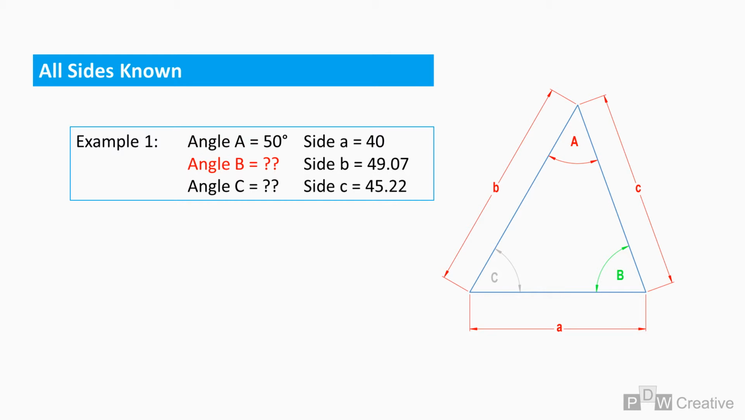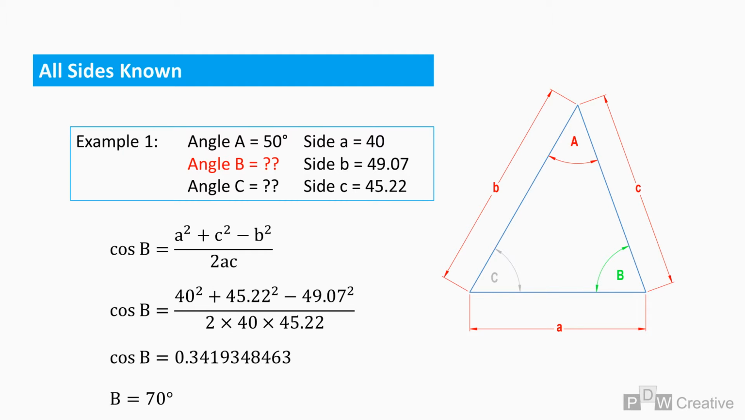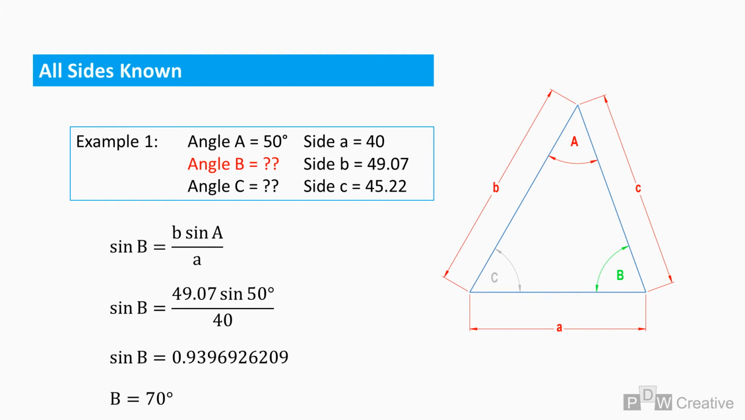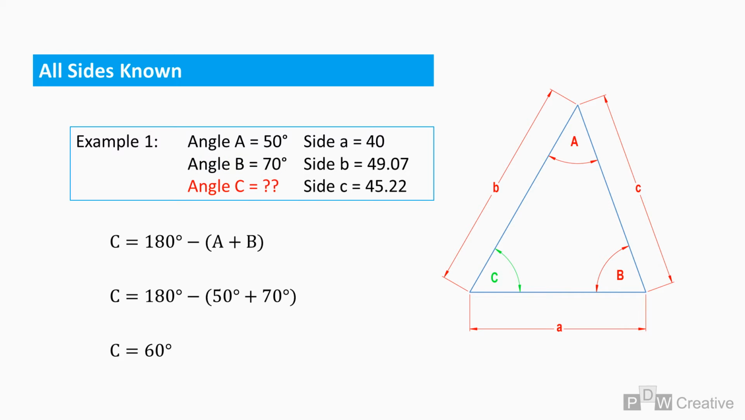We can calculate angle B using the cosine rule. I'm going to fast forward here as we saw this calculated for angle A earlier. So angle B is worked out as 70 degrees. We could check this calculation using the sine rule. Using sine B equals B sine A over A gives us 70 degrees. The final angle can be calculated by deducting the two knowns from 180 degrees. Angle C is therefore 60 degrees.